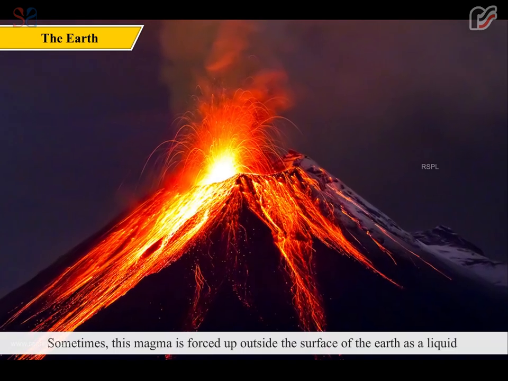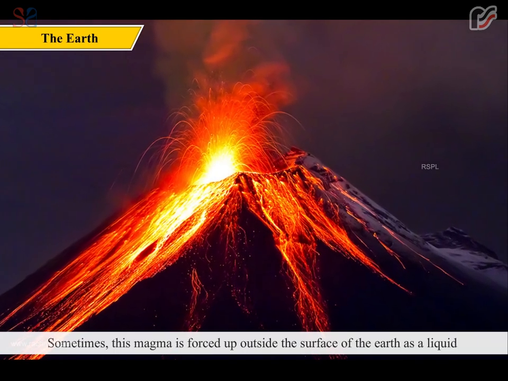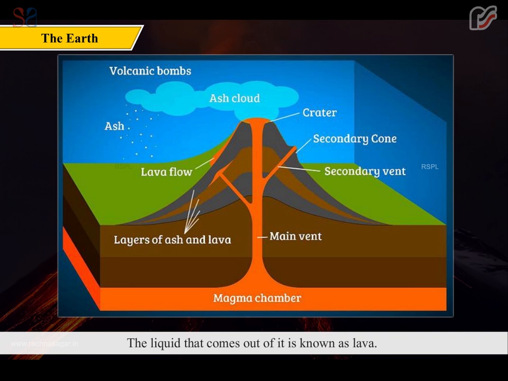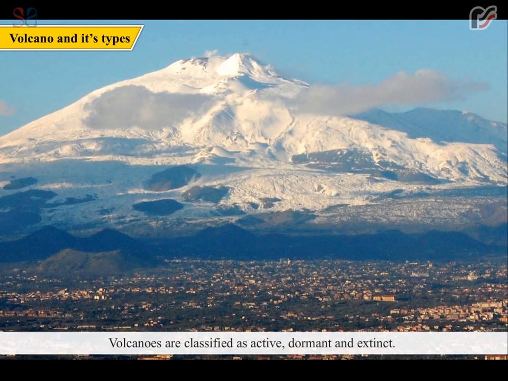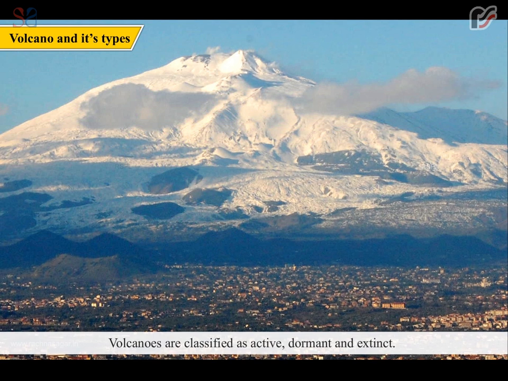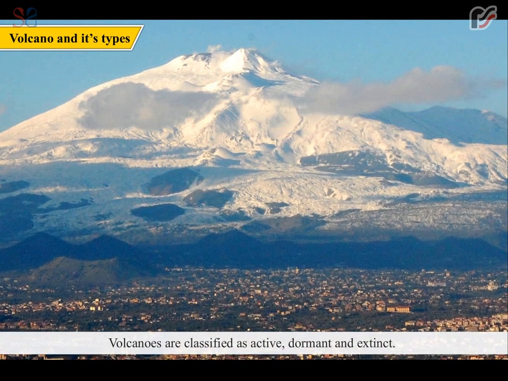Sometimes this magma is forced up outside the surface of the Earth as a liquid through the weak points called cracks in the form of volcano. The liquid that comes out of it is known as lava. Volcanoes are classified as active, dormant, and extinct.